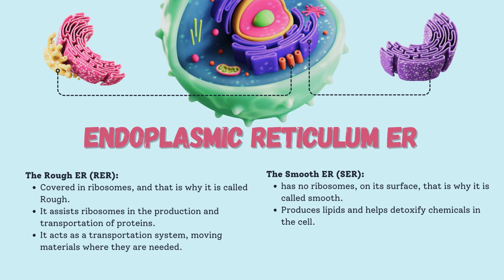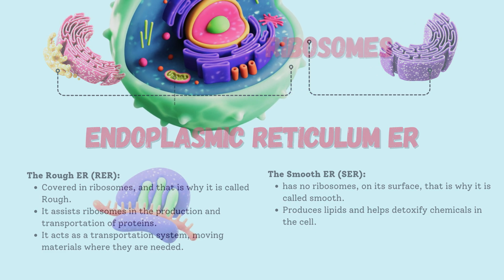The smooth ER, SER, has no ribosomes on its surface. That is why it is called smooth. Function: produces lipids and helps detoxify chemicals in the cell.